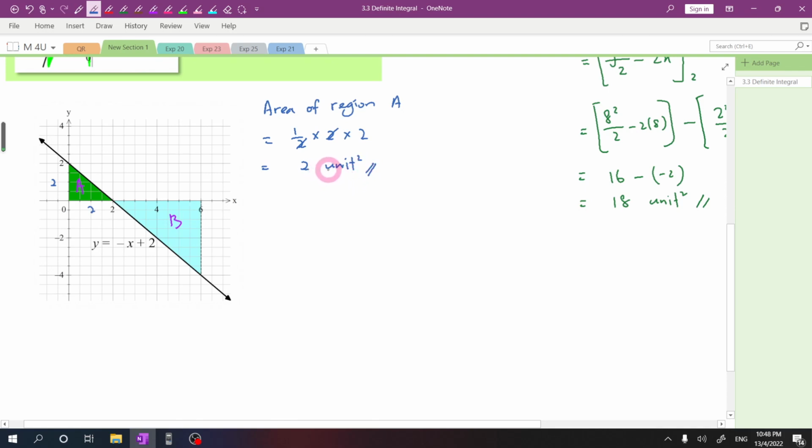So if you want to use the definite integral to find this area, this is a straight line and the x-axis, right? So I'm going to use this y dx. Lower boundary 0, upper boundary 2. Y dx. Y is equal to minus x plus 2, negative x plus 2.